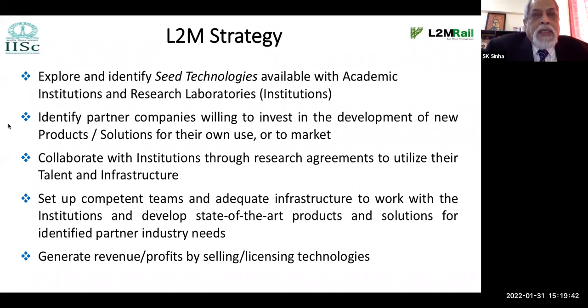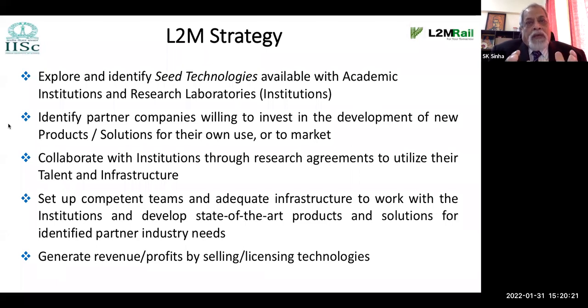Okay. This is our strategy. The way we work is that first we keep ourselves aware of what is happening in the academic institutions. We keep an eye on all the conference proceedings. We try and attend as many seminars and conferences as possible, and keep ourselves abreast of what new academic institutions have produced. I try to do that in India only. I am not bothered about other countries. I like to work only with Indian academics, so I confine myself to that.